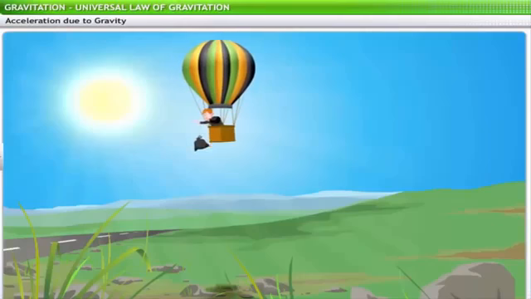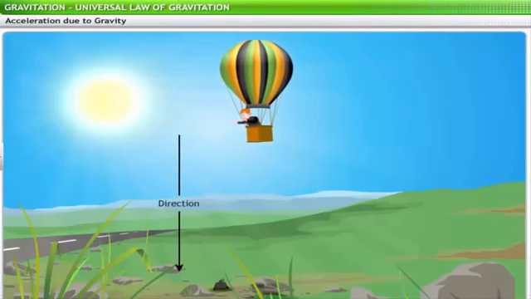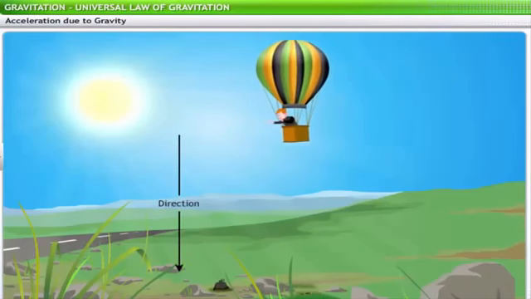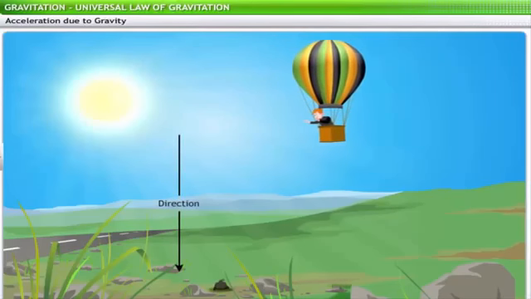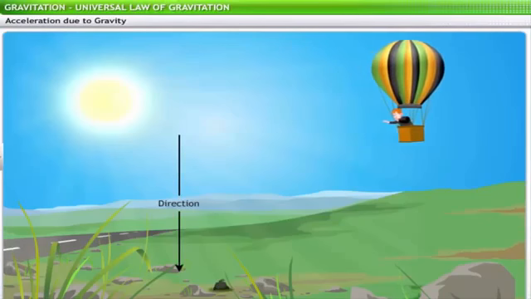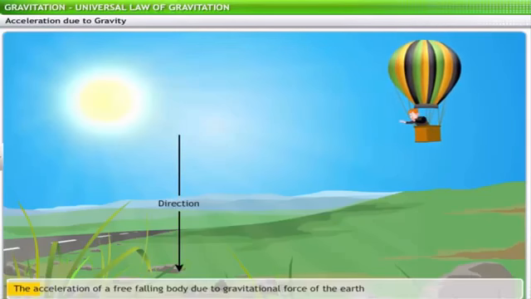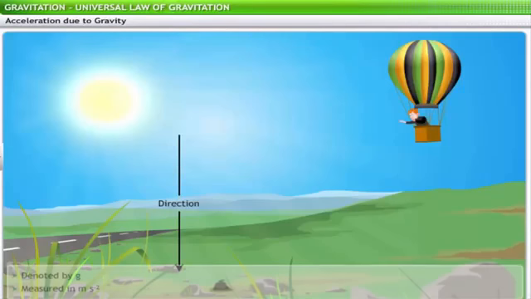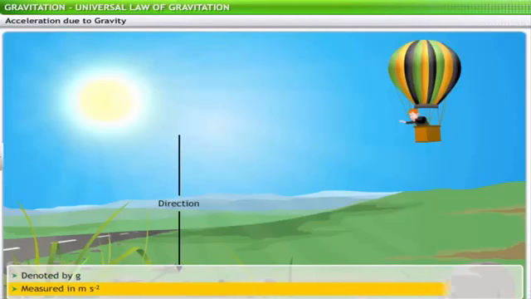Objects in free fall move only in one direction. However, their velocity changes as they fall. A change in velocity results in acceleration. The acceleration of a freely falling body due to the gravitational force of the Earth is known as acceleration due to gravity. Acceleration due to gravity is denoted by the small letter g and is measured in meters per second squared.